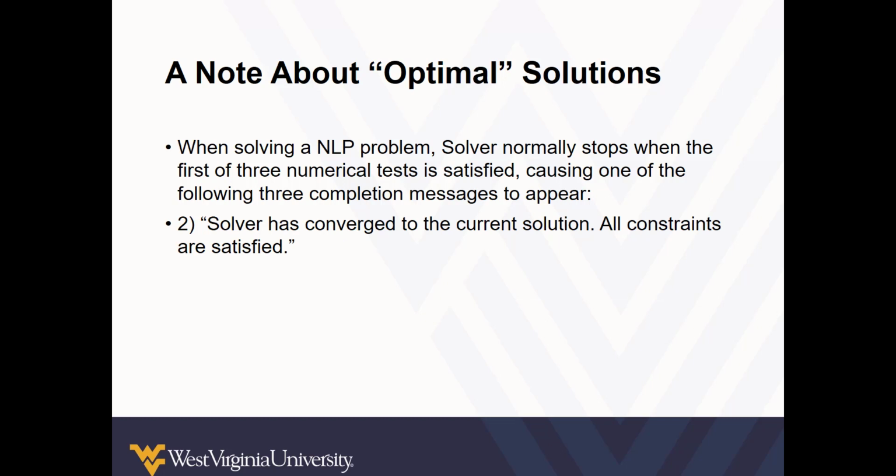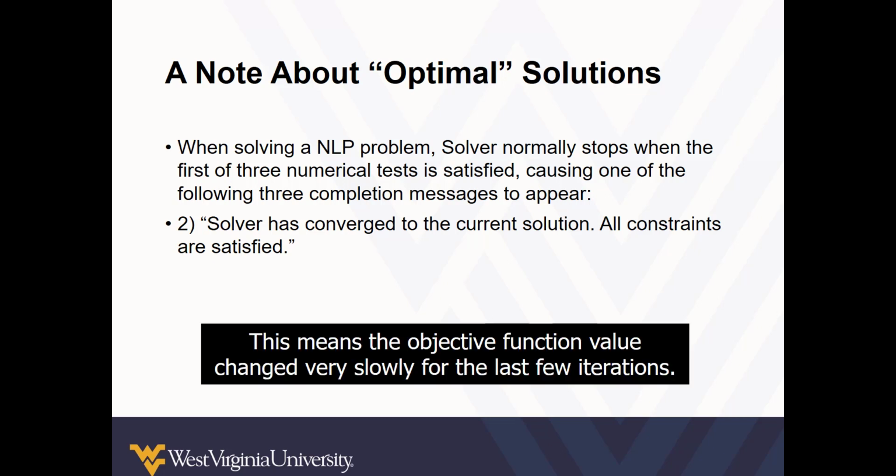Another completion message is that solver has converged to the current solution, all constraints are satisfied. And this means that the objective function value changed very slowly for the last few iterations that solver worked through to arrive at that output.